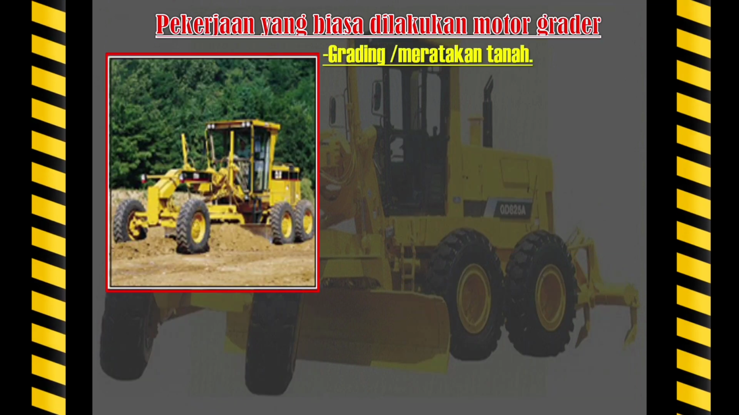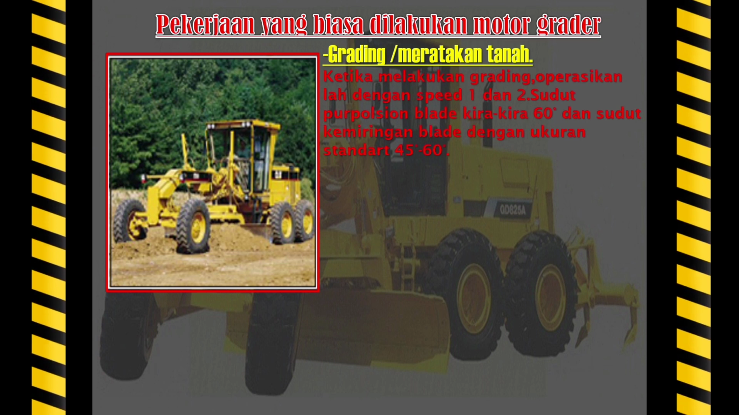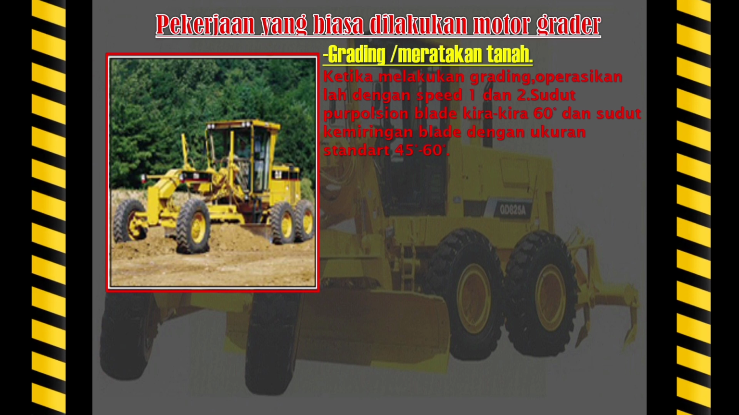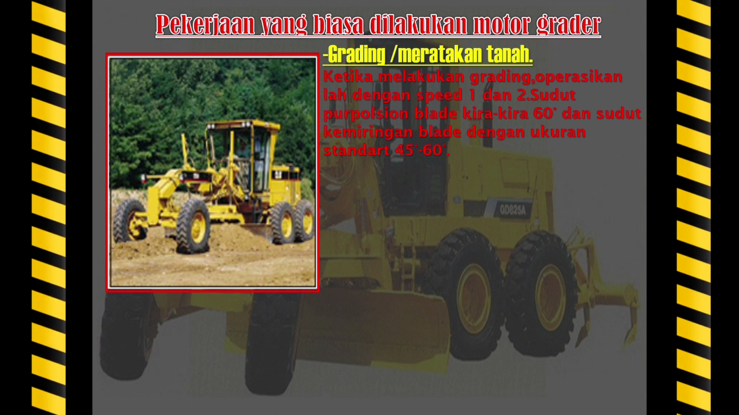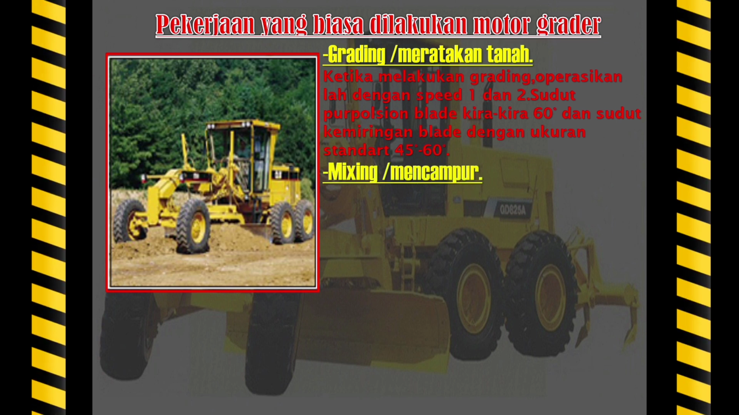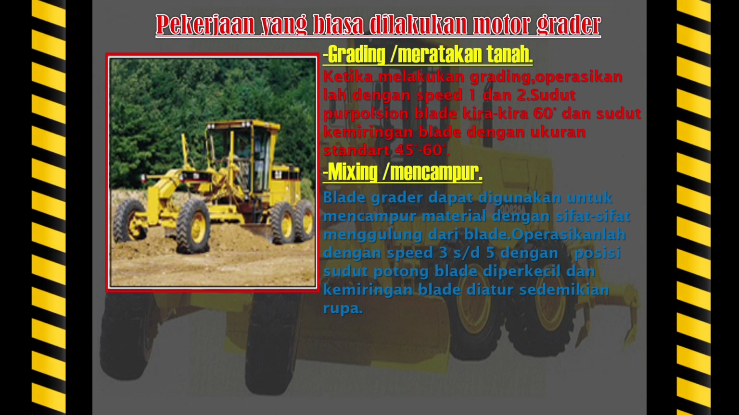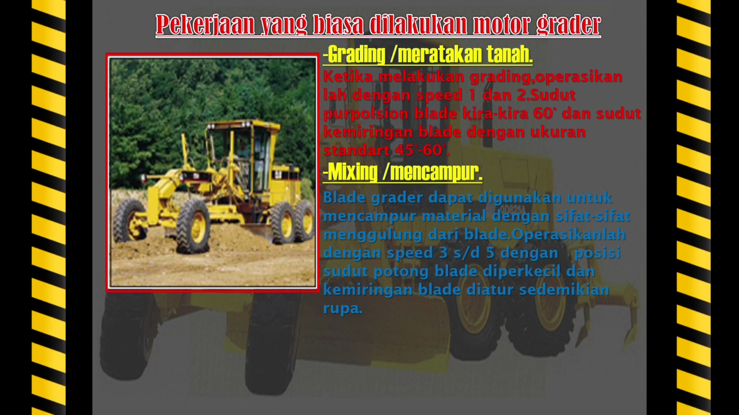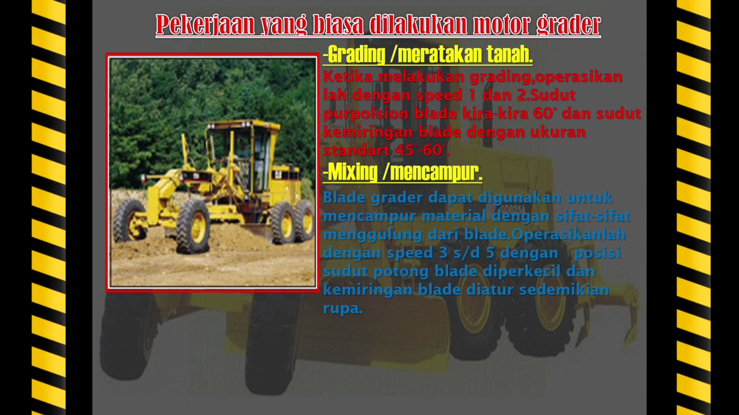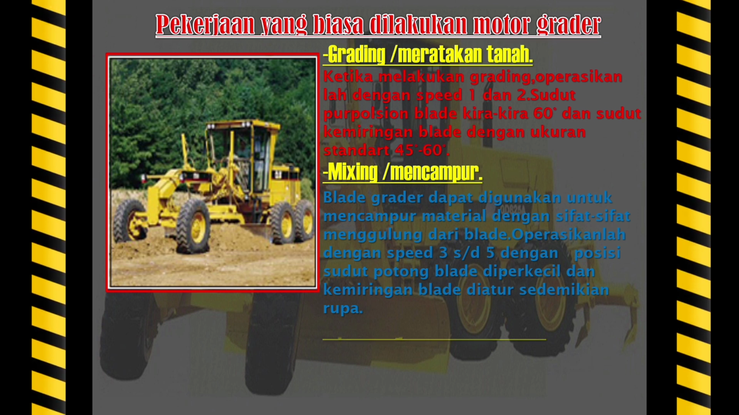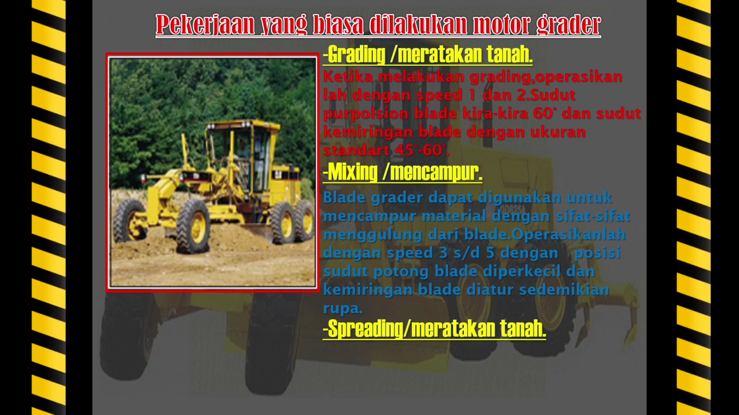The usual job of a motor grader. Grading, leveling the ground. When grading, operate with speed 1 and 2. The propulsion angle of the blade is approximately 60 degrees and the blade tilt angle is standard 45 degrees to 60 degrees. Mixing. Blade graders can be used to mix materials with rolling properties of the blade.